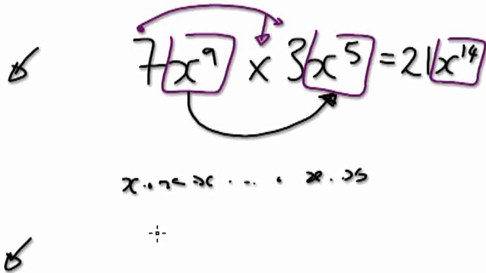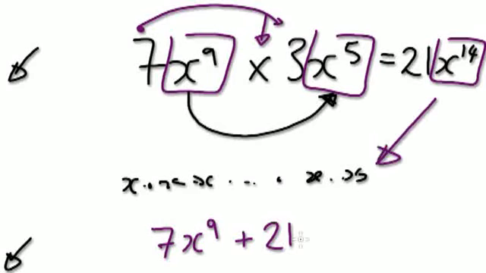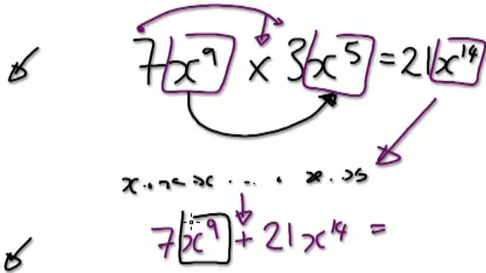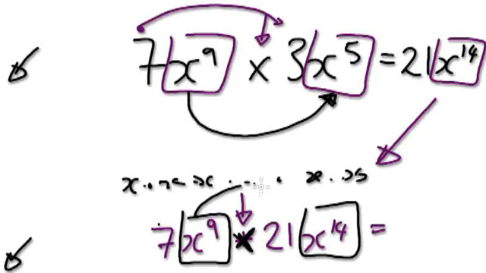So if I ask you what's 7x to the power of 9 plus this thing over here, 21x to the power of 14, you can't do it because it's a plus. This is different from this. Okay, you can, however, times. So these two entities merge together to create a new entity. Okay.